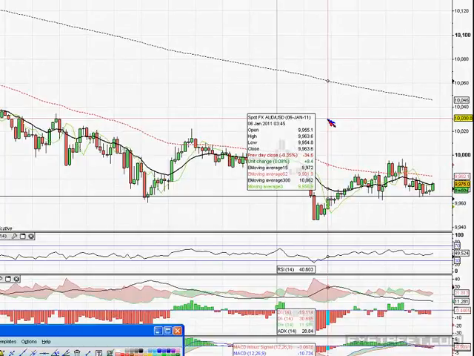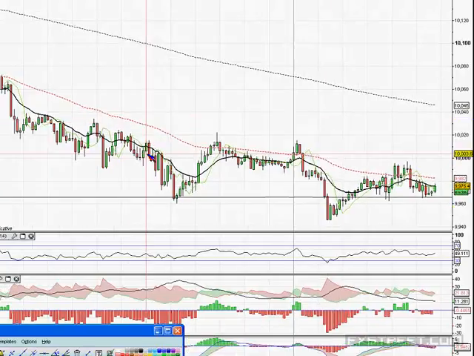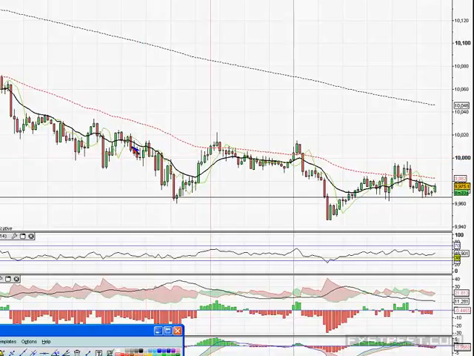The bias is to the downside. So I want signals to sell, and that's it. Until the bias is then to the upside, you're just looking for signals to sell. Here, look, sell candles, sell candles. These are all engulfing reds, engulfing reds.